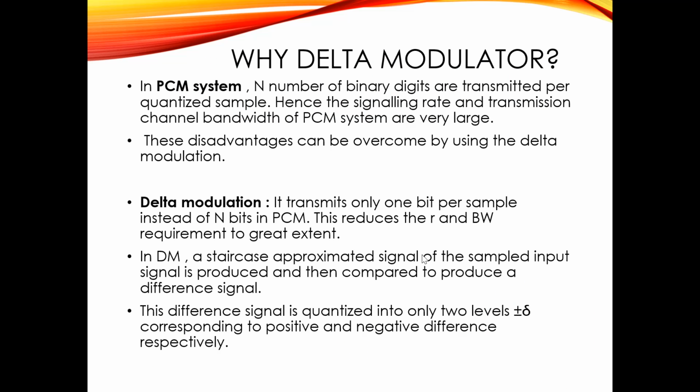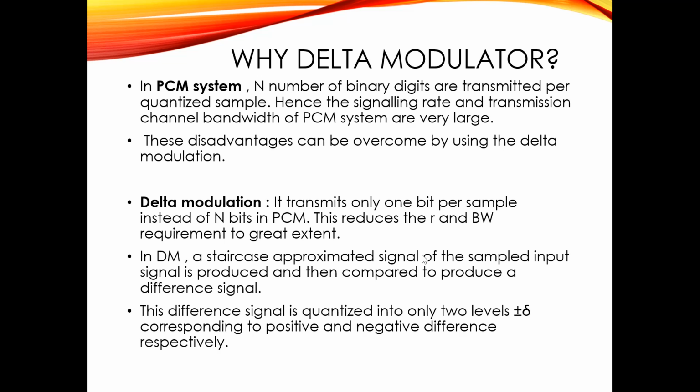So already we have studied the system, that is PCM, pulse code modulation. Then why is there a need of delta modulator over here? That we will see first. In PCM system, n number of binary digits are transmitted per quantized sample. Hence, the signaling rate and the transmission channel bandwidth of the PCM system are very large. One more disadvantage of PCM system is that the system is very complex. So these disadvantages can be overcome by using the delta modulation system.